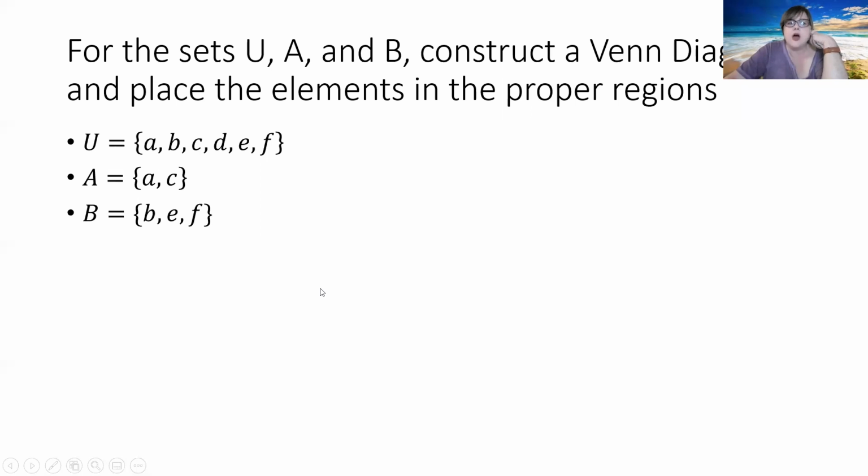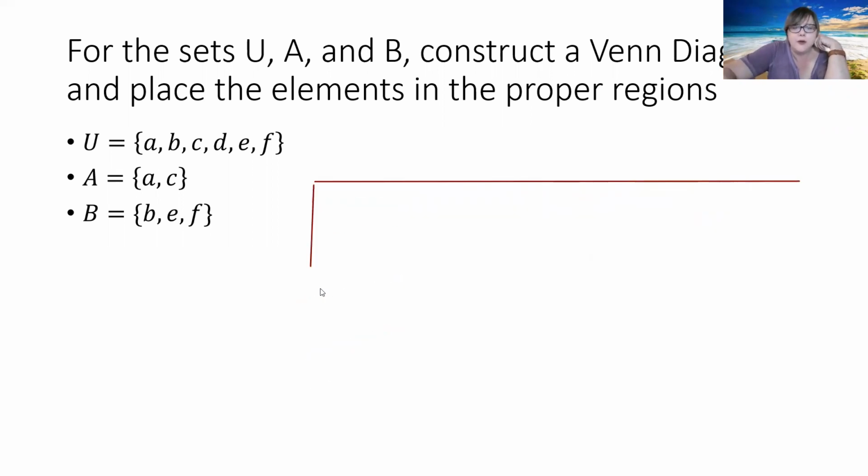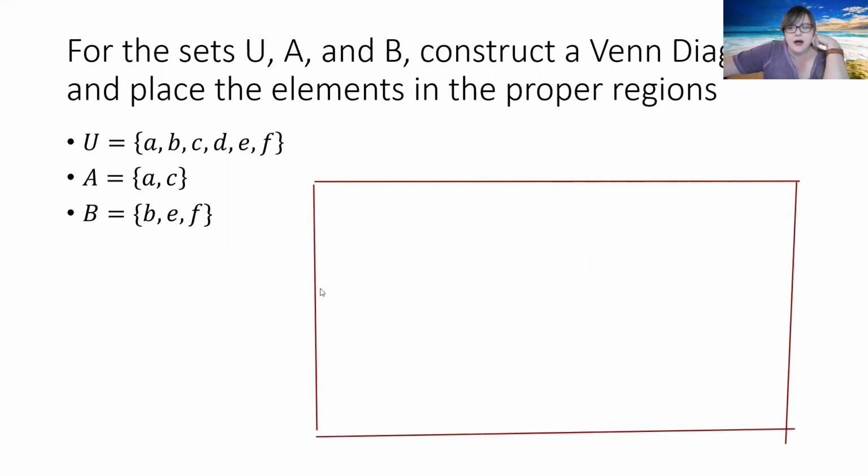Okay, so for the sets, U, that's my universe that we're dealing with for this problem. The whole universe for this problem consists of A, B, C, D, E, and F. I want to construct a Venn diagram. So we're going to draw, I drew the wrong thing. There we go, a box. And this box is my universe, U. So all of the elements, A, B, C, D, E, and F will be inside there.